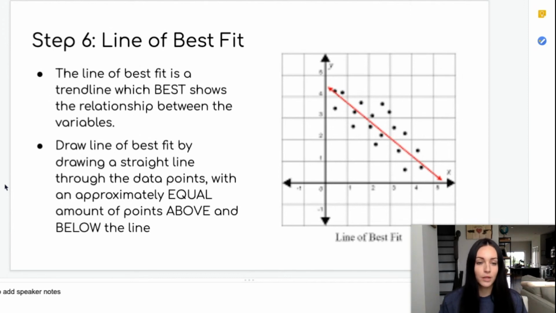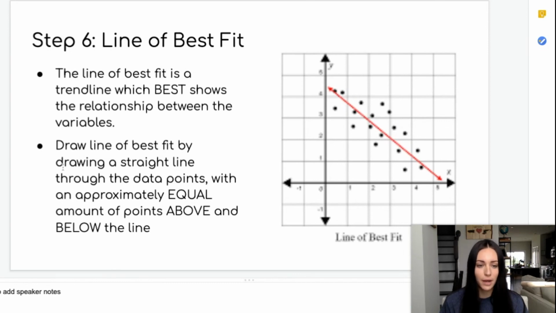In order to draw our line of best fit, we want to grab a ruler and draw a straight line straight through the data points. The rule to follow is that you want to have approximately the same amount of points above that line as below the line. If you look here, you just sort of want to eyeball it. You can count if you want to, but in order to know that it's an approximately good line of best fit, you should have about the same amount of data points above the line as below the line.